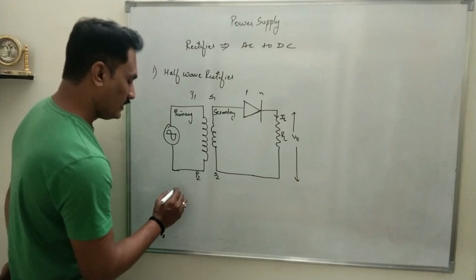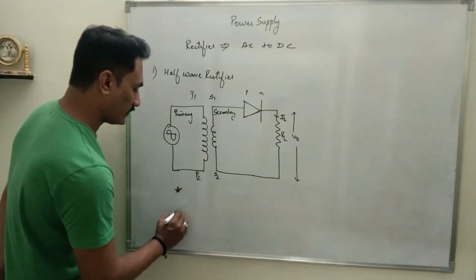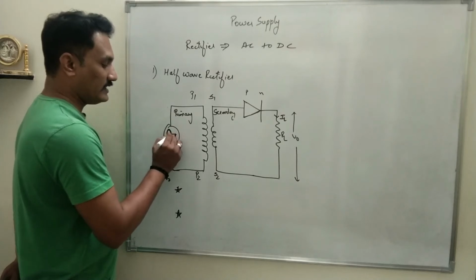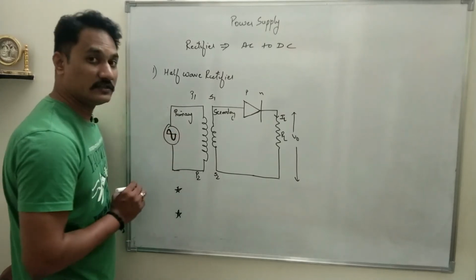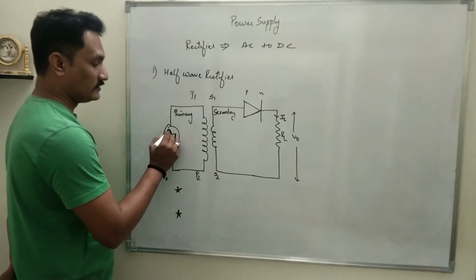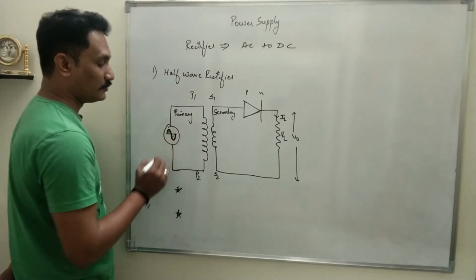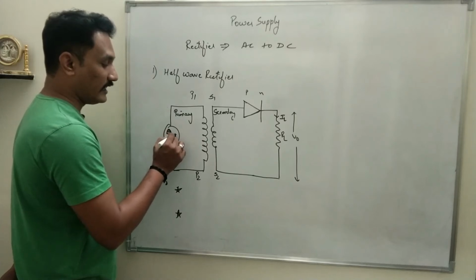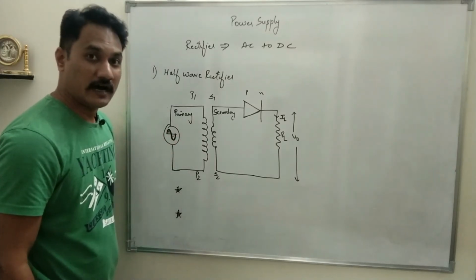Now let us understand the working as well as the output waveform of the circuit. There will be two conditions. This is your input AC. The input AC is changing its polarity with respect to time, right? This is the positive cycle, this is the negative cycle. So we have to understand the working of this circuit for the positive as well as the negative half cycle.